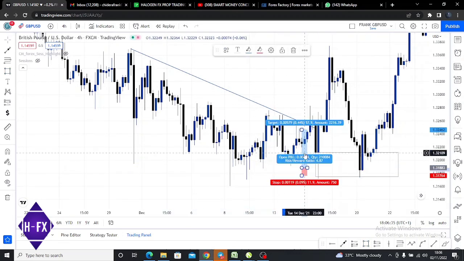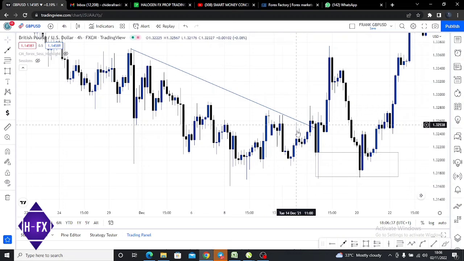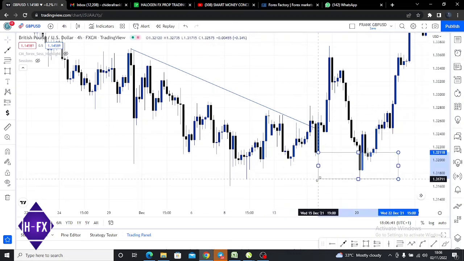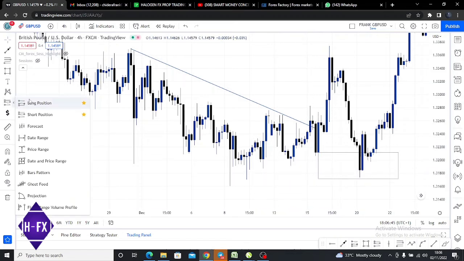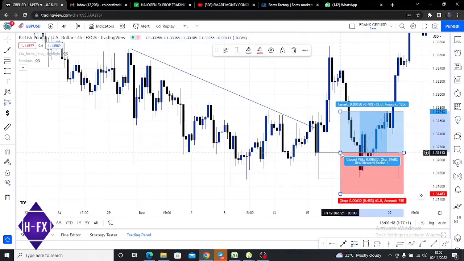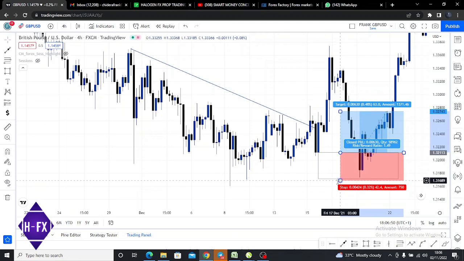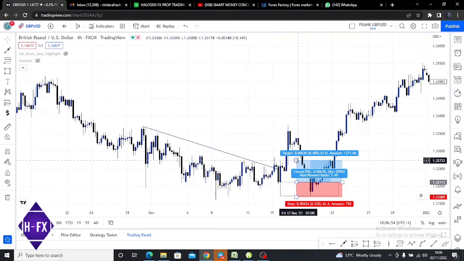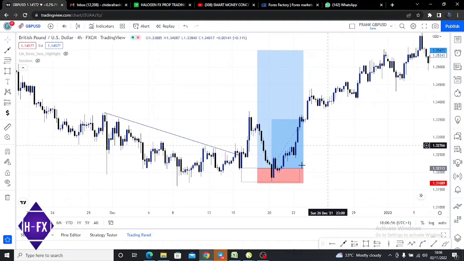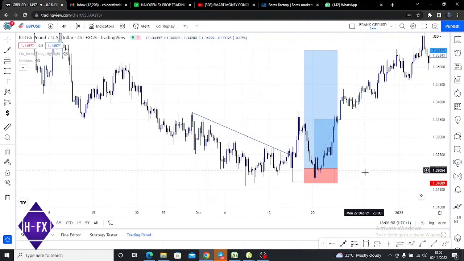I'm going to explain more as we go on. If you go on a lower time frame, you know that this is an order block, and they brought price back to that order block. You can see, placing your order like this, what then happened? The market flew up to the upside.